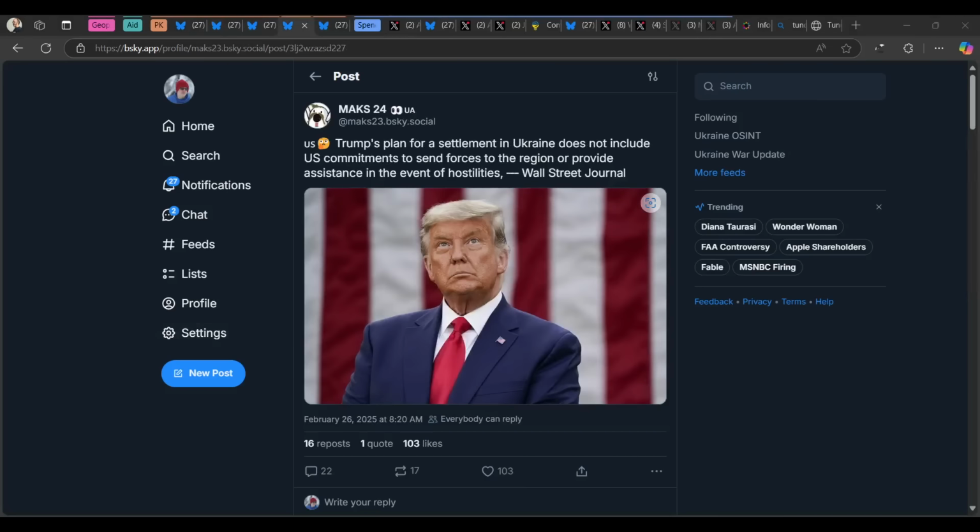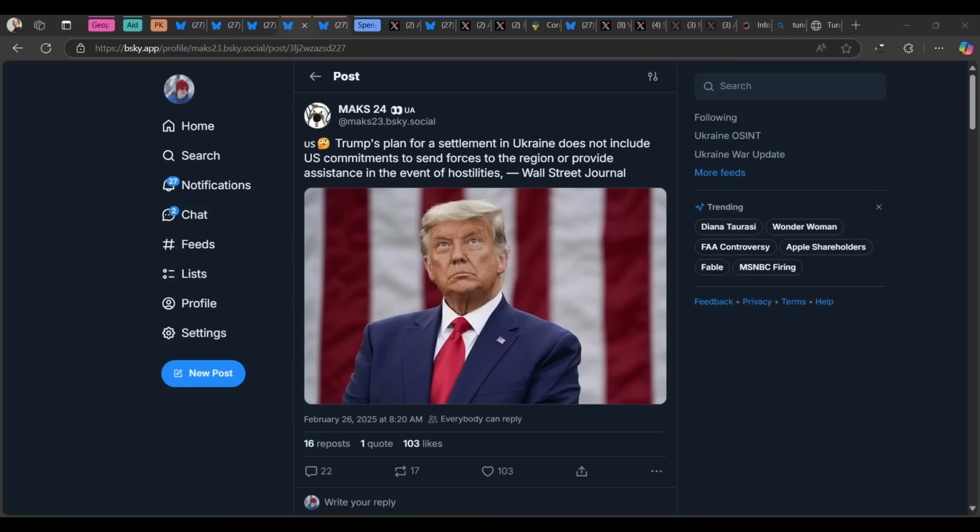But then we hear, this is coming from the Wall Street Journal, that Trump's plan for a settlement in Ukraine does not include US commitments to send forces to the region or provide assistance in the event of hostilities. And that is obviously going to be a bit of a sticking point, because if security guarantees from Europe depend on support from the US, and the US are not going to provide that, and if NATO's off the table, then there are no security guarantees, which means there's no peace. So the US holds the key to peace, arguably, in terms of whether they do or don't supply those security guarantees themselves in some way.